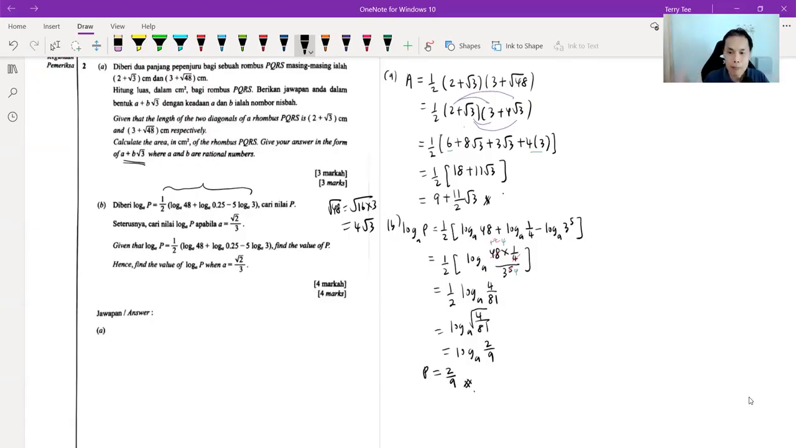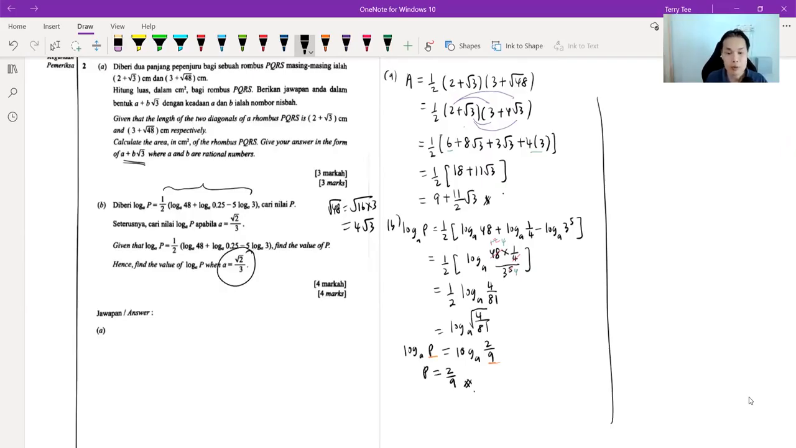The key is to combine everything to a single logarithm. So if you can combine the right-hand side to a single logarithm, we just compare P with the number 2 over 9. Okay, so that is the first part. The last part, very small part, was supposed to find the value of log base A P given that A is root 2 over 3.